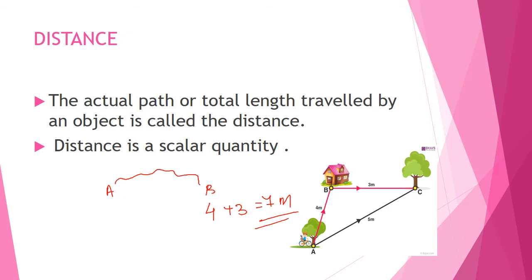So here one example is given. A boy is riding a cycle from A to B and reaching C. So what will be the total distance here?